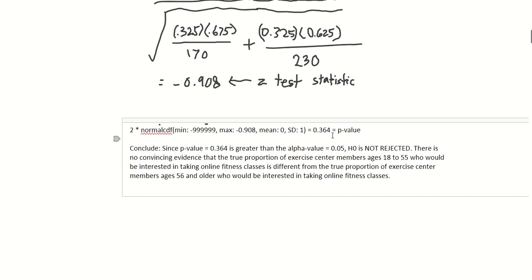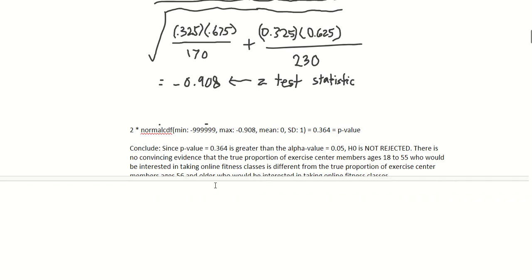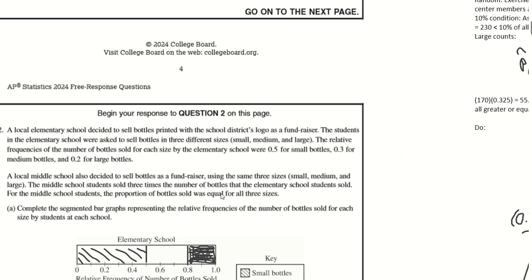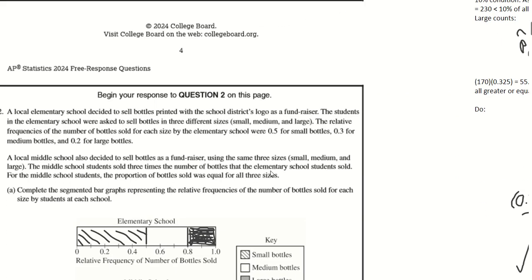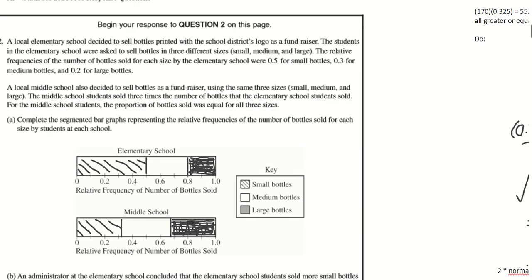There is no convincing evidence that the true proportion of exercise center members ages 18 to 55 who would be interested in taking online fitness classes is different from the true proportion of exercise center members ages 56 and older who would be interested in taking online fitness classes. And that's it for FRQ question number 1. Let's go ahead into FRQ question number 2.